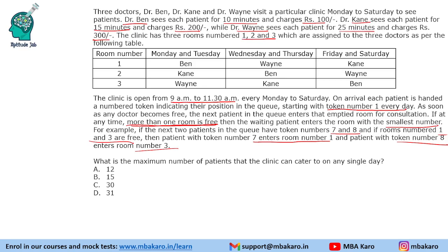The first question is, what is the maximum number of patients that the clinic can cater to on any single day? Now if you notice it, on every day the time duration is the same, which is 9 a.m. to 11:30 a.m. So 2.5 hours, that is equal to 150 minutes. Now they will see the maximum number of patients when it is fully occupied.